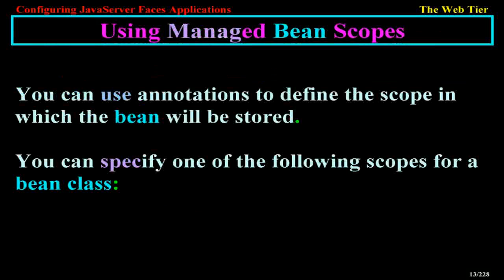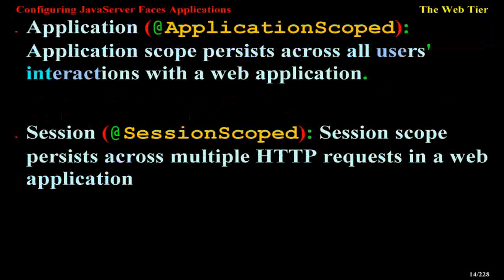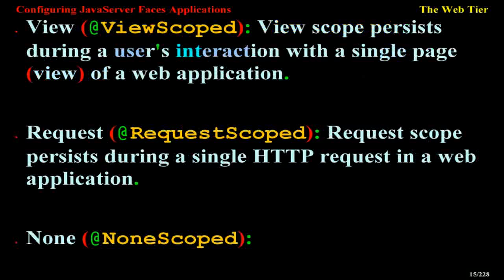You can use annotations to define the scope in which the bean will be stored. You can specify one of the following scopes for a bean class. Application: @ApplicationScoped. Application scope persists across all users' interactions with a web application. Session: @SessionScoped. Session scope persists across multiple HTTP requests in a web application. View: @ViewScoped. View scope persists during a user's interaction with a single page view of a web application. Request: @RequestScoped. Request scope persists during a single HTTP request in a web application.